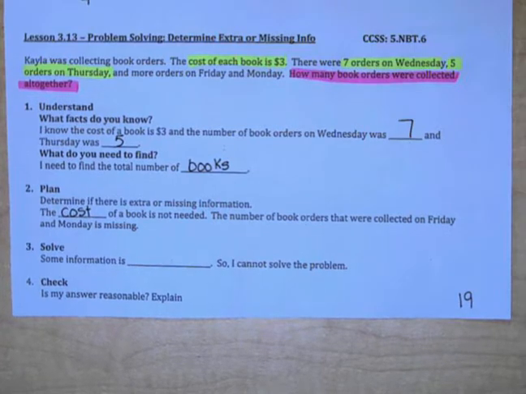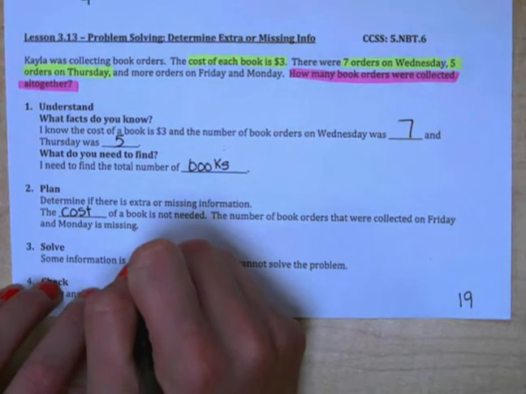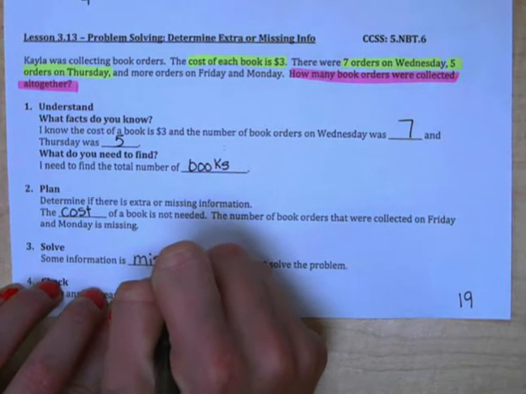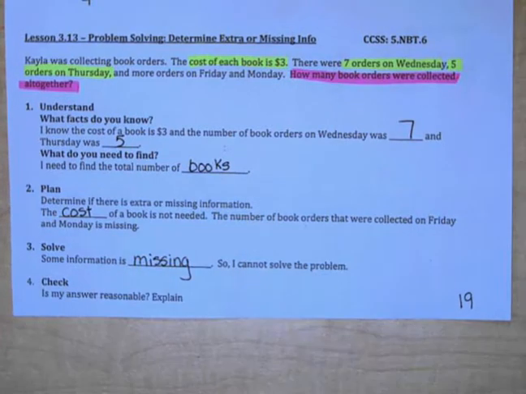Step 3 would be to solve. Since some of the information is missing, we cannot solve this problem. All we know is that there were more than 12 books collected because 7 plus 5 is 12, and we know that more orders were collected on Friday and Monday. So the best answer we could give was that there were more than 12 book orders. That would be our answer, and that would be our explanation.